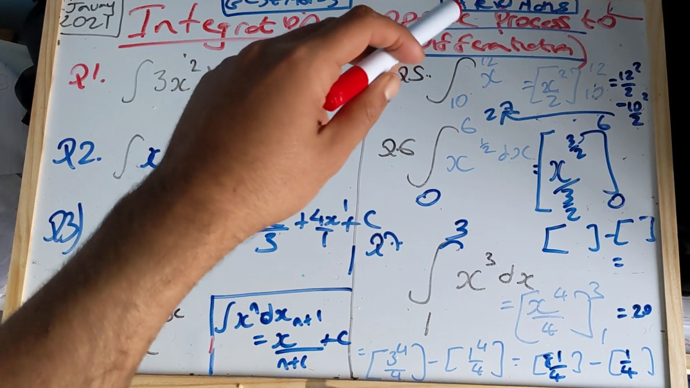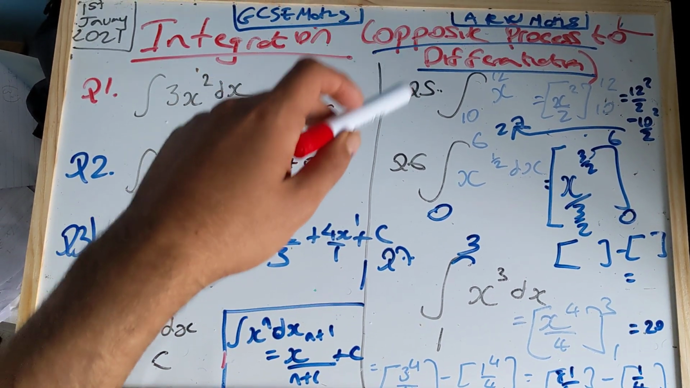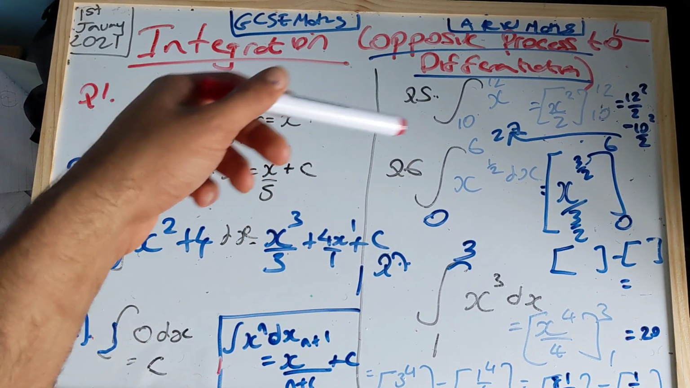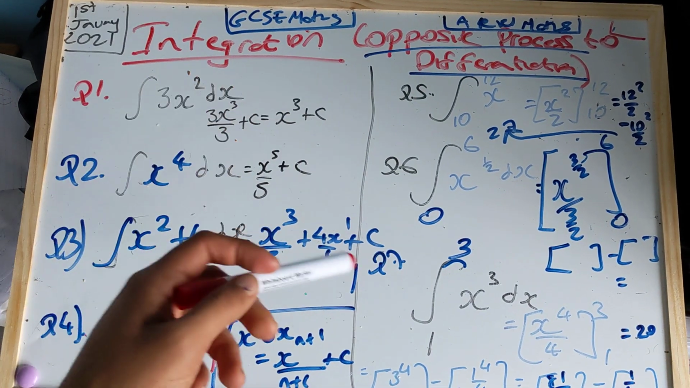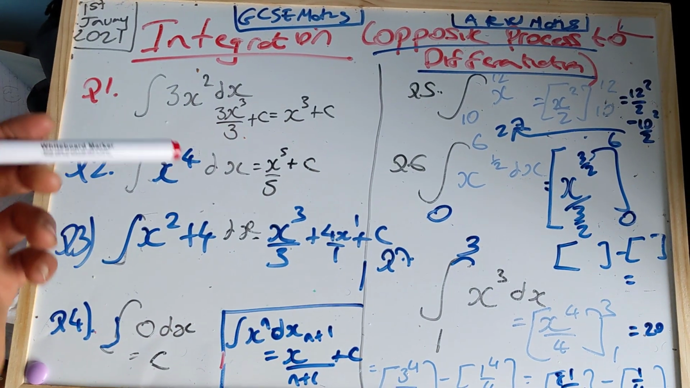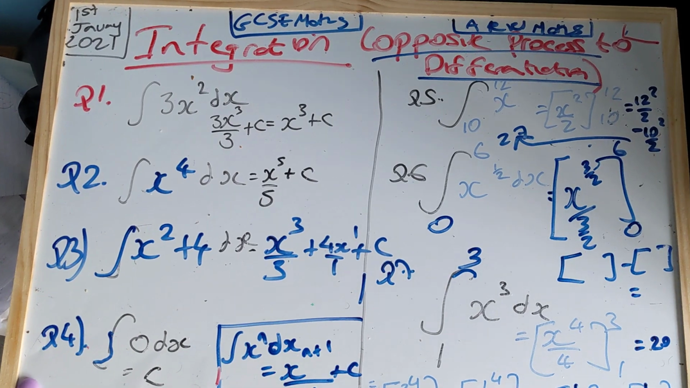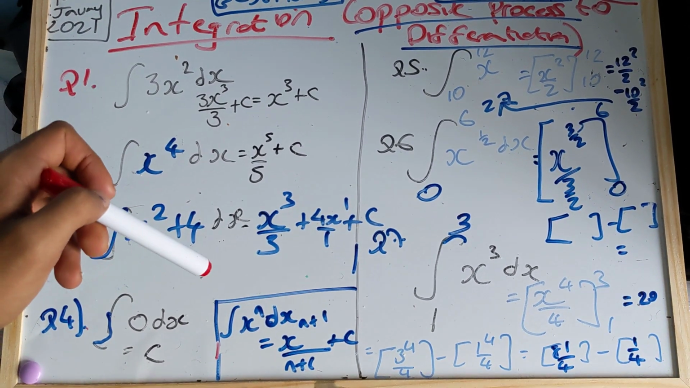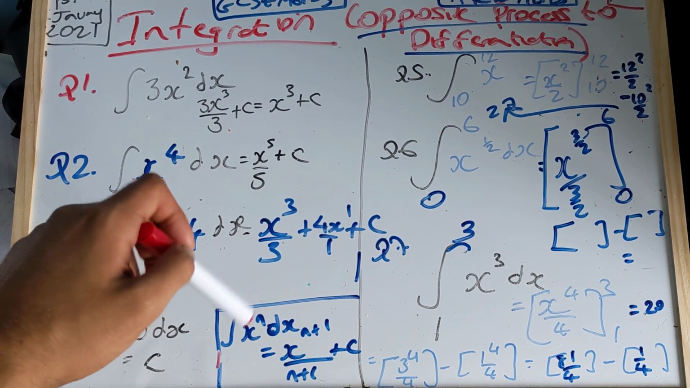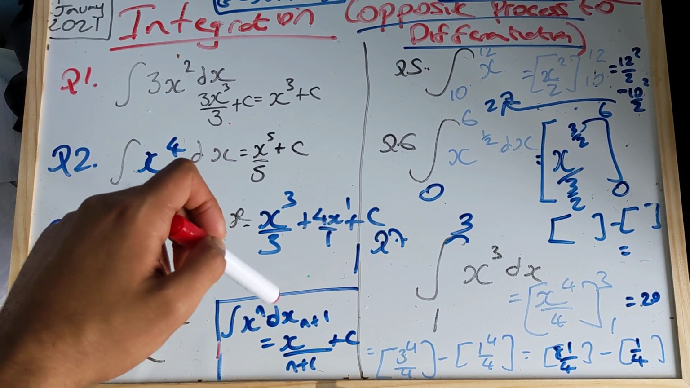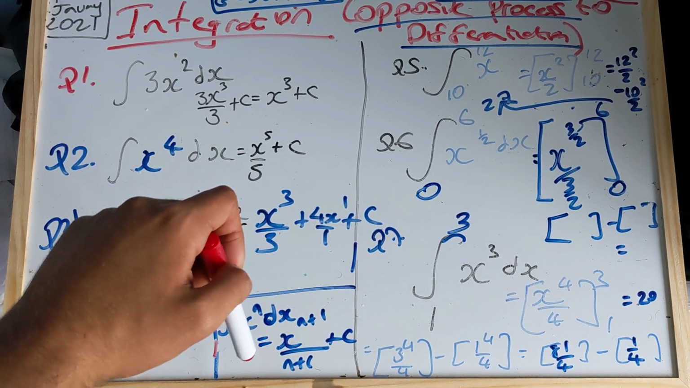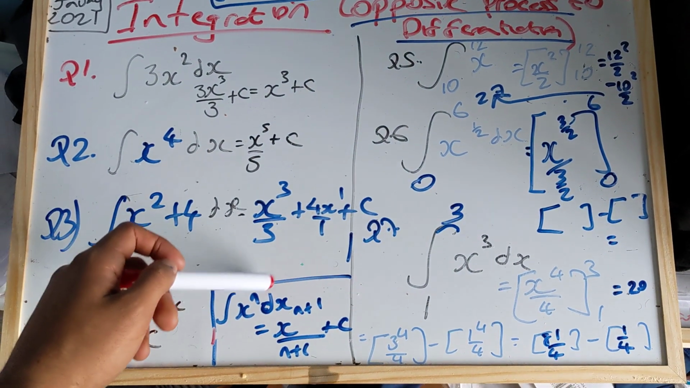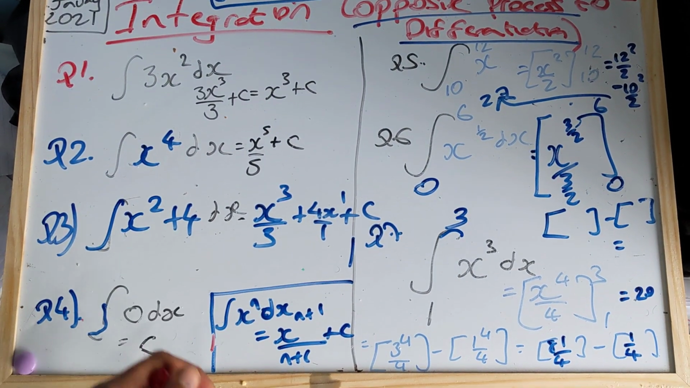Differentiation looks at finding gradients of points on a line or a curve. This is the exact opposite. This is finding areas under points. Right guys, so the rule is the integral of x to the power of n dx equals x to the n plus 1 over n plus 1 plus c. So I add 1 to the power, divided by the new power, plus c.